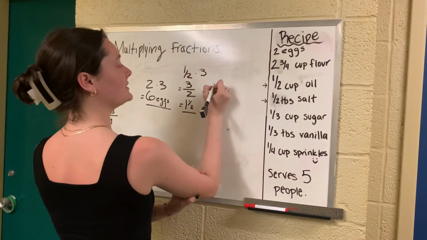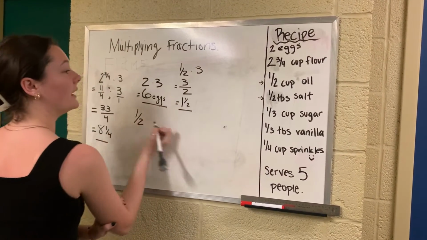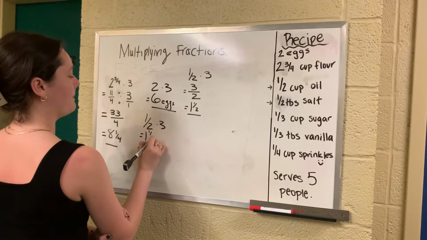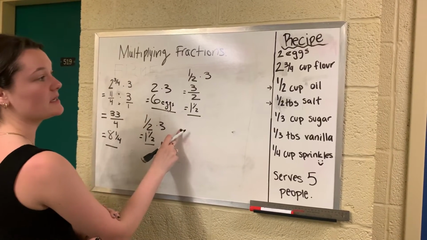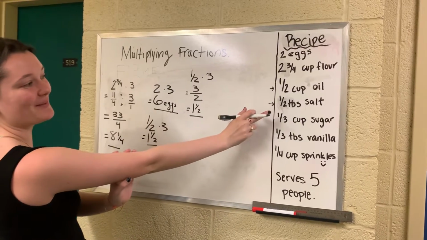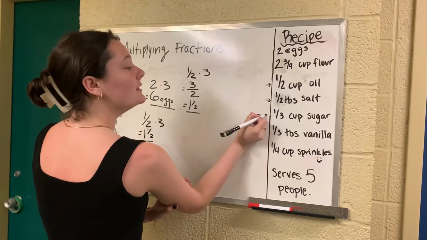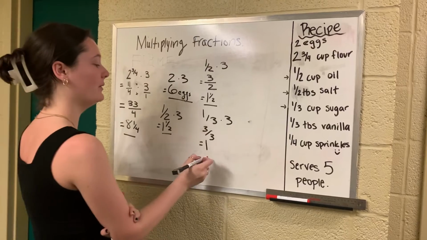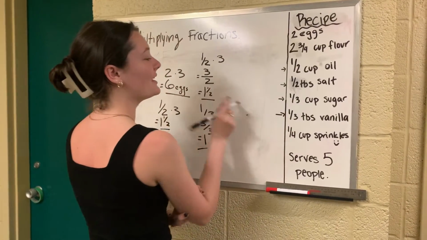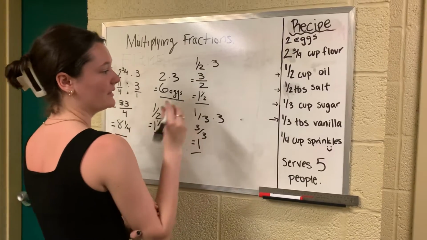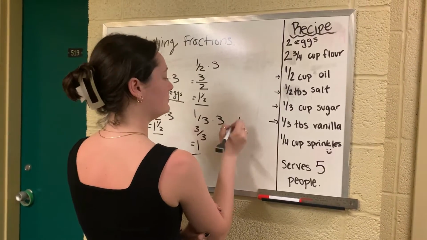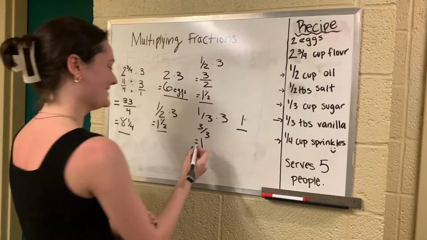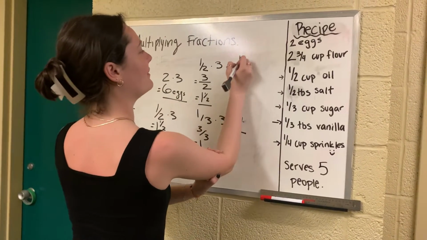And now onto salt. We have 1/2 tablespoon of salt, and we're going to do the same thing. It's going to be the same as the olive oil, but a different measure, cups versus tablespoons. So onto sugar now. For the sugar, 1/3 times 3 is equal to 1 whole. And then we have the same thing for the tablespoons of vanilla. So we know that we have 1 whole for the vanilla, and the last one is 1/4 cup of sprinkles, which we're going to do up here.